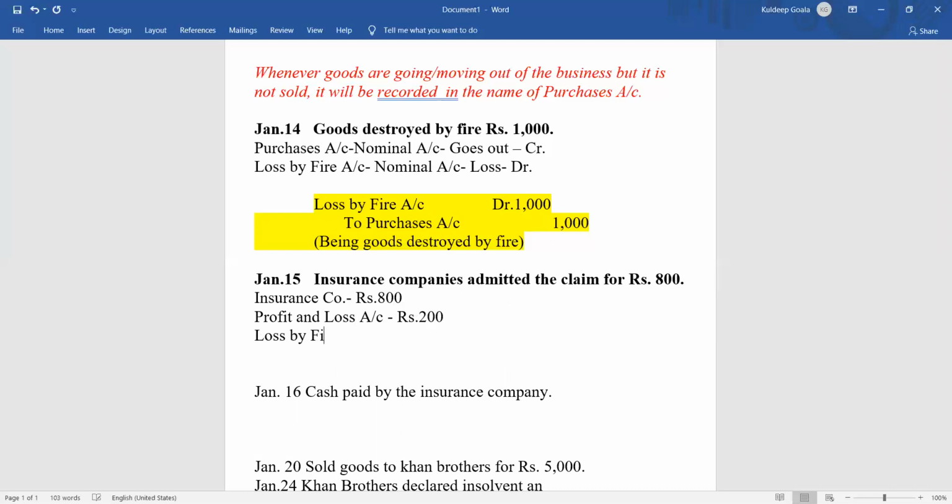Loss by fire account will be closed now. Okay, so loss by fire account will be closed. How much? Loss by fire was 1000, so that will be closed. There is no cash payment here, so we will not take cash. Okay, now one by one.